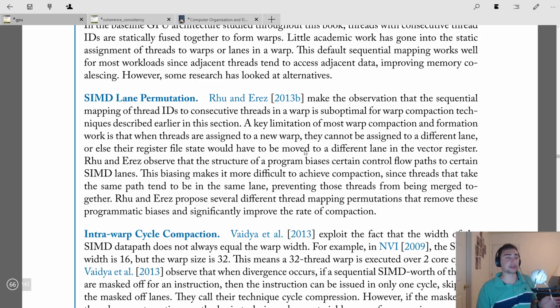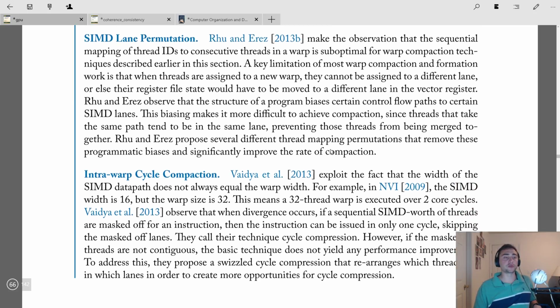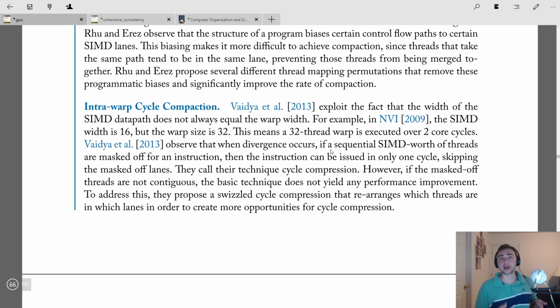Or else the register file state would have to be moved to a different lane in the vector register, right? So in this work, they observed that the structure of the program biases certain control flow paths to certain SIMD lanes. And this biasing makes it difficult to achieve compaction, since threads that take the same path tend to be in the same lane, preventing these threads from being merged, right? So we can't overlap threads on the exact same lane, so that's why they can't be compacted. So they propose several different thread mapping permutations that remove these programmatic biases to improve the rate of compaction, right? So make compaction even possible.